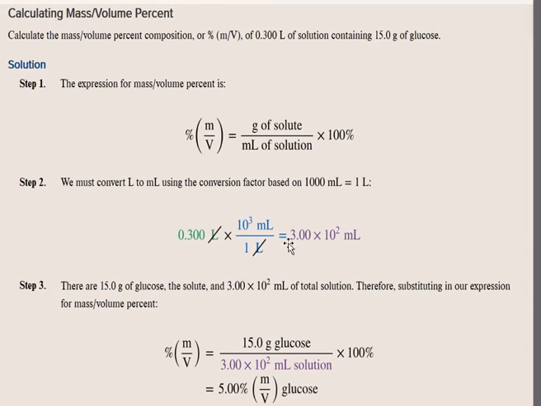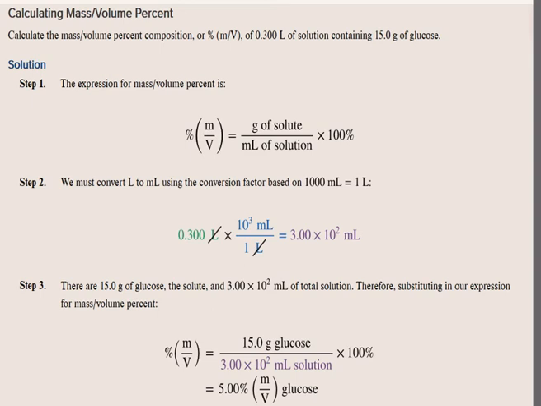And then all we need to do is plug in all the values: the 3.00 times 10 to the 2 milliliters with 3 sig figs, and the 15.0 grams of glucose, also with 3 sig figs, multiplied by 100%, this being the exact number. The final outcome is 5.00% mass by volume glucose.